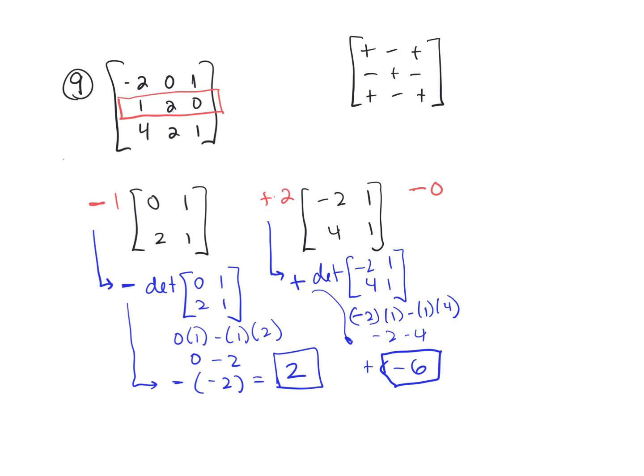Last but not least, we've got the 0. Now, if we were multiplying our cofactor by our element, we would be very happy because it'd be 0 times the cofactor, which would be 0. However, that's not what they're asking for. They're asking for the cofactor.